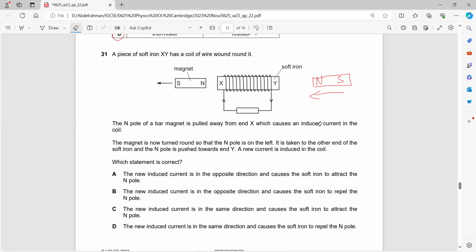But I don't know, it says new induced current, but the B with D. You're on the right track.